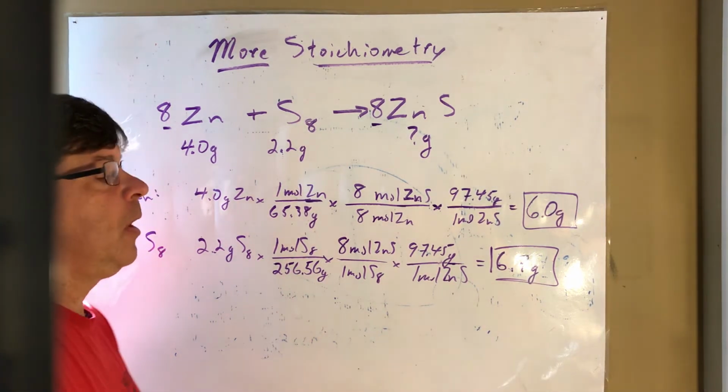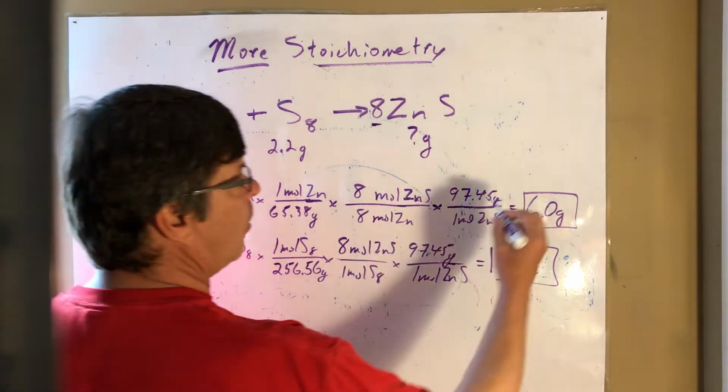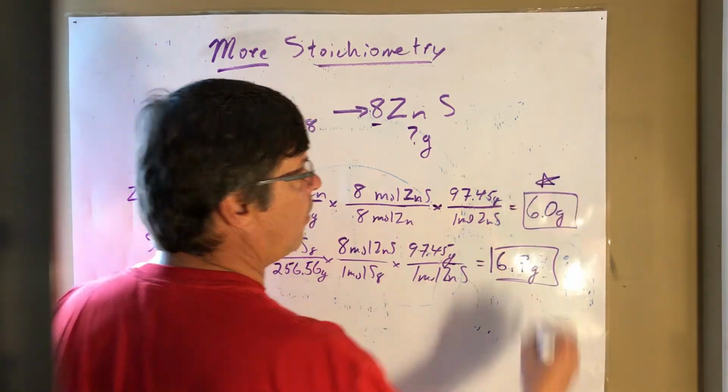All right, so which one's the right answer? Well, the right answer is going to be the lower one. So this is correct. This is the grams of zinc sulfide.